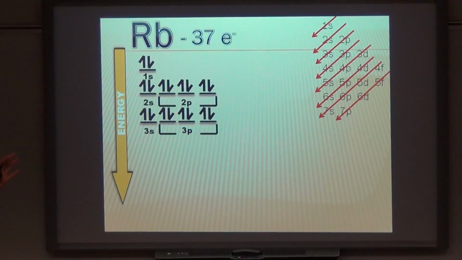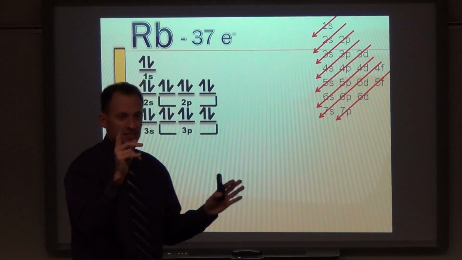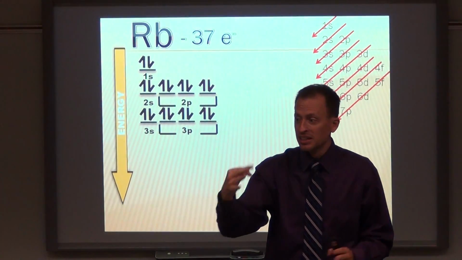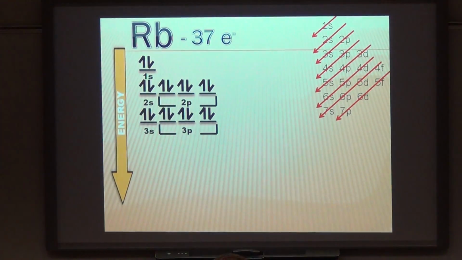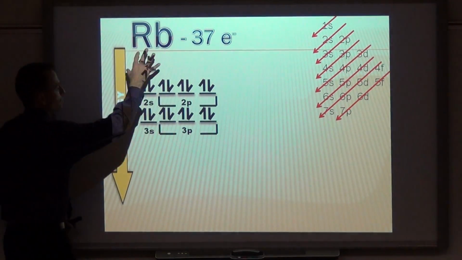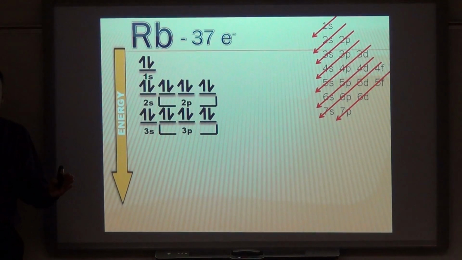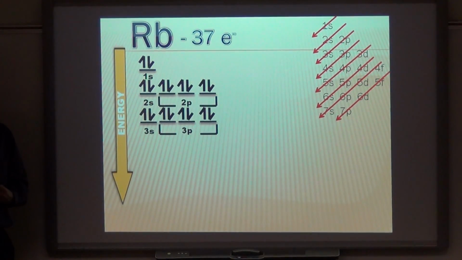Hey, 1s. I just know that there's not a 1p. Why? Because the first energy level only has 1 sublevel. Second one has 2. Third one has 3. If you have a comfort zone, I know every time I just do 1s to 3p, that's 18. And I know it never goes out of order. It doesn't deviate. That's a comfort level for me.